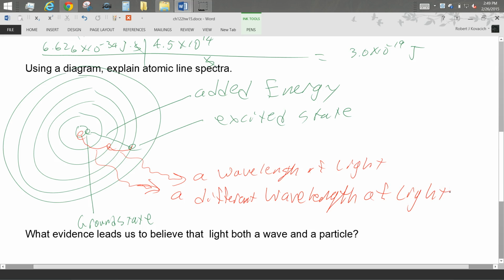So the electron is in ground state. Some energy is added to the electron. The electron hops up to an excited state, so an energy level that it's not supposed to be in or doesn't want to be in. It falls back down, and in this case we had it fall down 2 steps, and each time it drops it releases a wavelength of light. And those are going to be different wavelengths of light because they fell different distances and from different spots to different spots. So in this case this would be giving us 2 different color wavelengths of light.